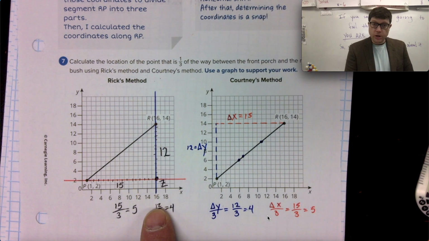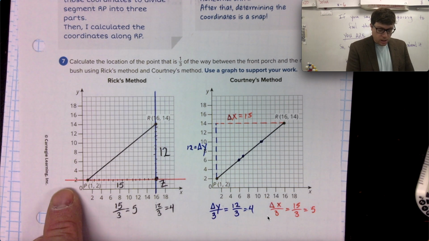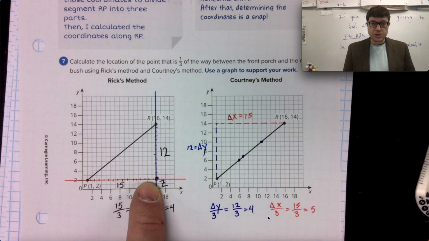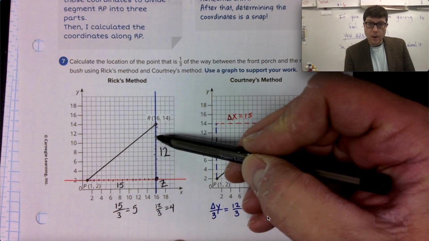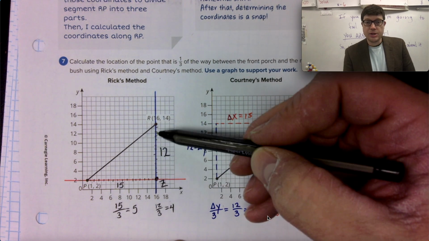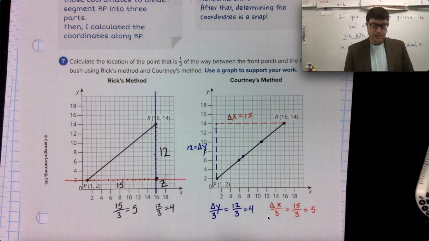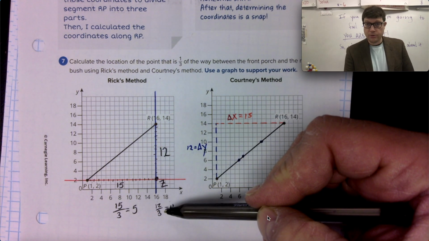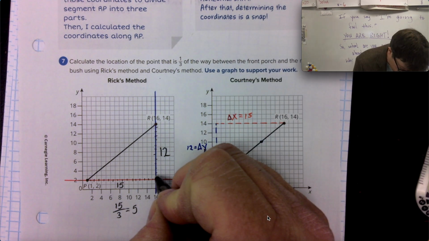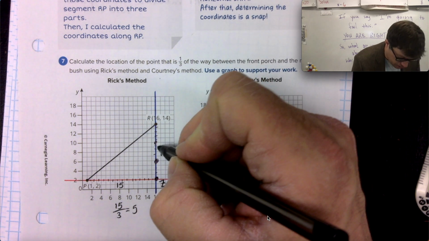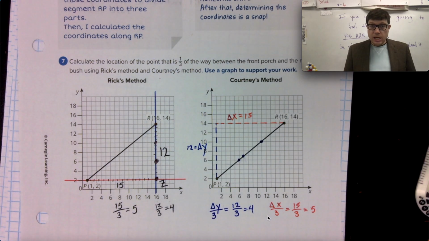I used a vertical line down from R and a horizontal line over from P. It creates point Z where they intersect, and then we're going to count how many spaces this side of that triangle is and how many spaces this side of the triangle is. That's the vertical divided by 3, and we get 4. Count up, 1, 2, 3, 4. Count down, 1, 2, 3, 4. Count the middle, 1, 2, 3, 4. Yes, there are equal pieces from top to bottom.